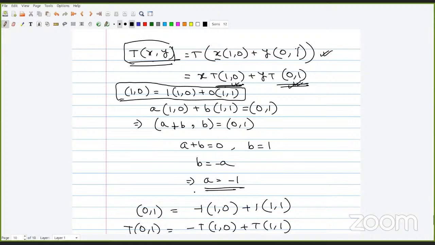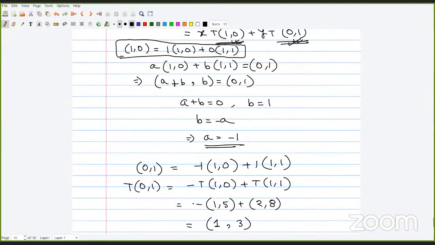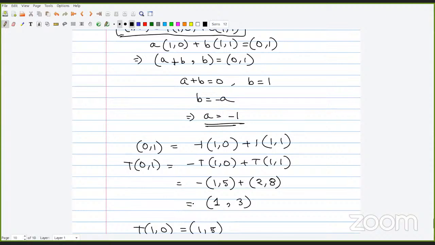In this last expression, we know T of (1,0), which we have already calculated earlier. But we don't know what T of (0,1) is. So we express (0,1) in the given basis of the domain: (0,1) is a times (1,0) plus b times (1,1), and we solve for a and b. a becomes -1 and b becomes 1. So (0,1) is minus 1 times (1,0) plus 1 times (1,1).